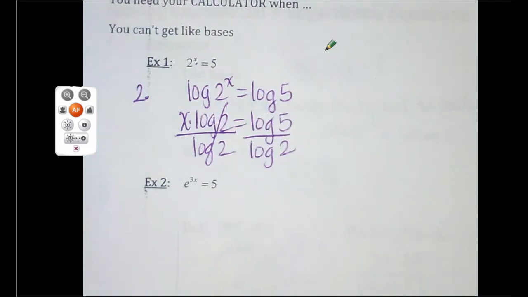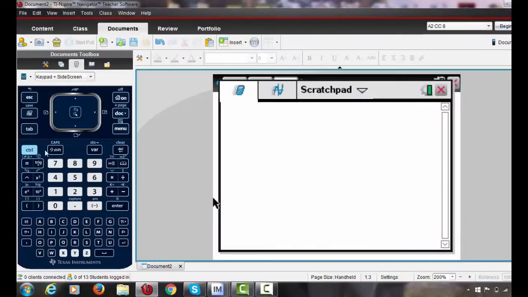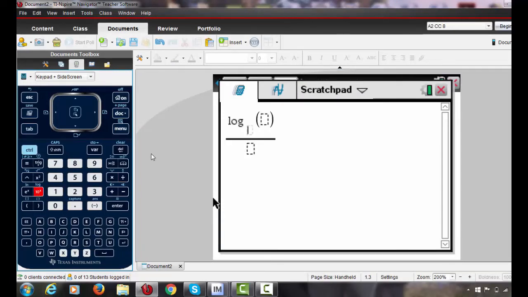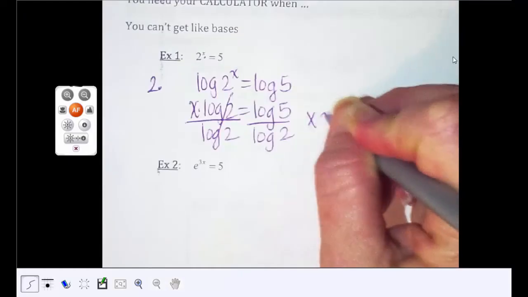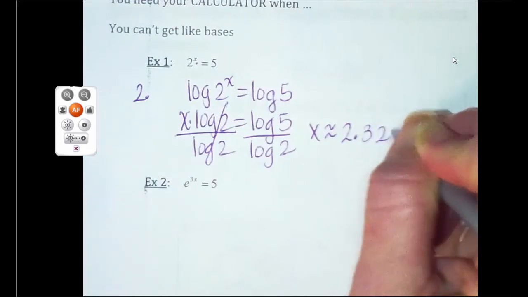And that you go straight to your calculator for. On a scratch pad or a calculator page, let's grab a fractions template. Our log is base 10, so control log. You don't have to write the 10 in there, it's implied. And we're going to do log 5 divided by log 2, whoops, not base 2. Log base 10 of 2, the exponent on 10 that gives me 2. And I get 2.322 or so. So x is approximately 2.322.